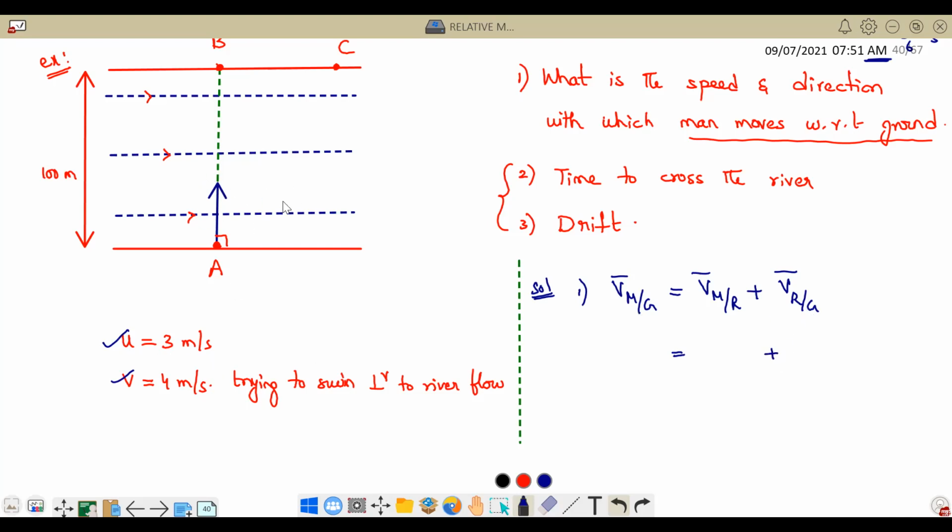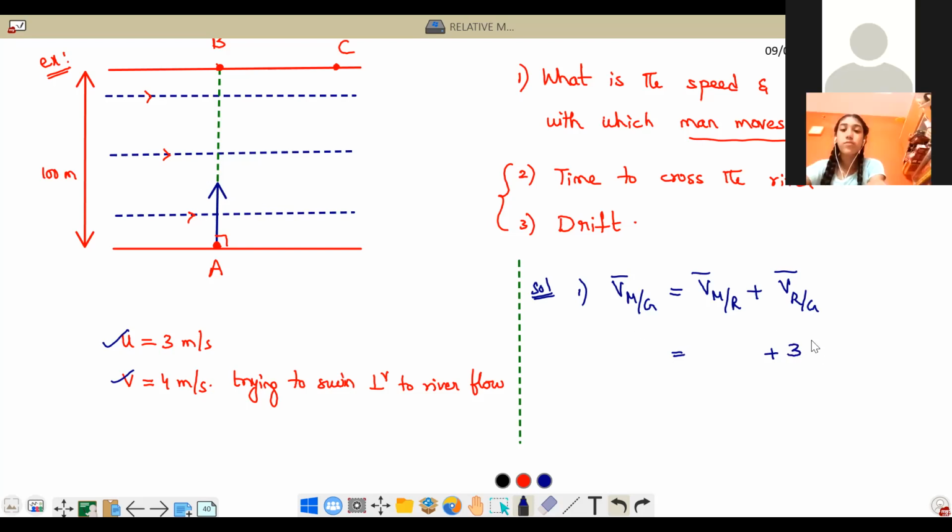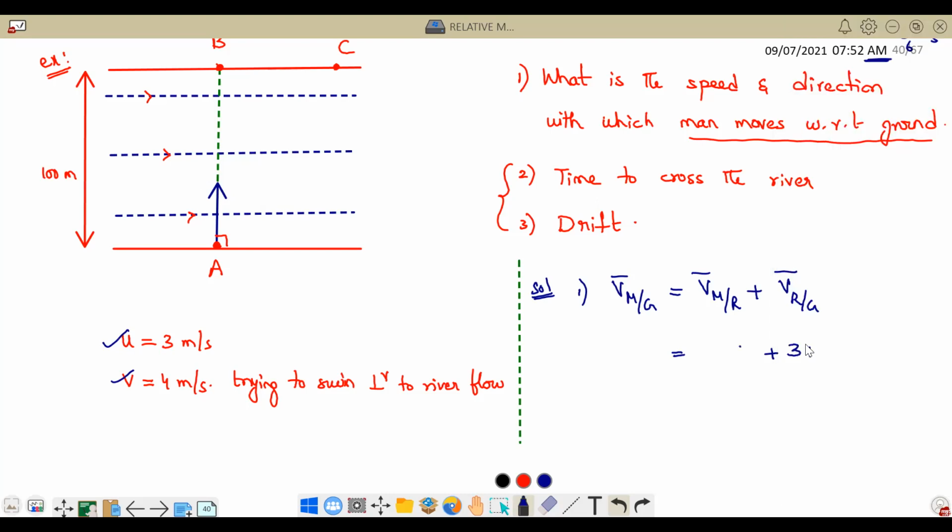3 meters per second, towards the right. So this is 3 i cap. This is 3i cap. Now, what is the velocity of man with respect to river?